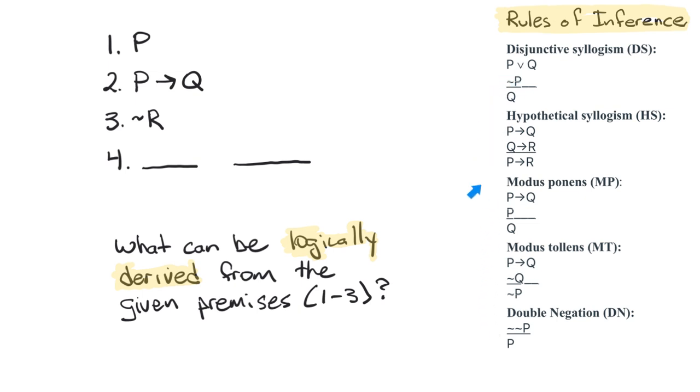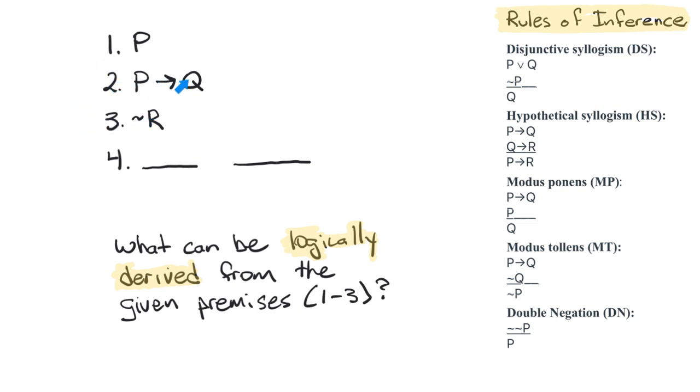So when we start doing basic derivations, we need to be familiar with these different forms. So I'll leave them over here to the side so we can see how they play out in these derivations. So let's take a look at what we've got. Lines 1, 2, and 3 are premises, so we can assume that these are true. And so the question becomes, what can be logically derived from the given premises 1 through 3? Premise 1 is P, premise 2 is if P then Q, and premise 3 is tilde R, or the negation of R, or it's not the case that R.